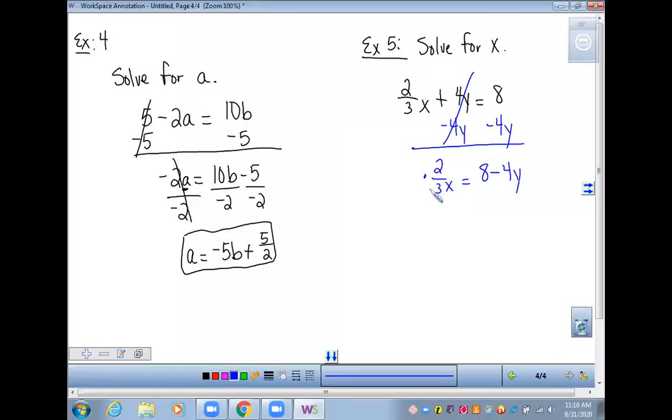Remember we said we could get rid of fractions like this if we multiply by the reciprocal. What did we say reciprocal meant? To flip it, right. So we're going to multiply both sides by 3/2. I'm going to put parentheses here. On the left-hand side, the 3's cancel, the 2's cancel, leaving us with just an x. On the right-hand side, what are we going to do with that 3/2?